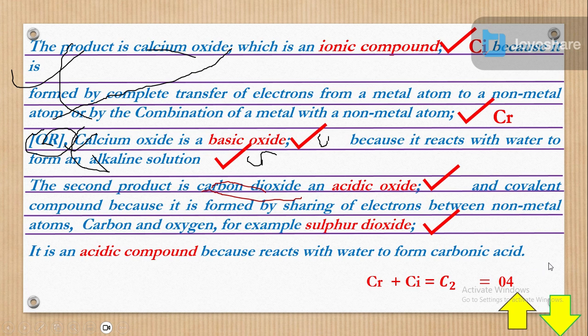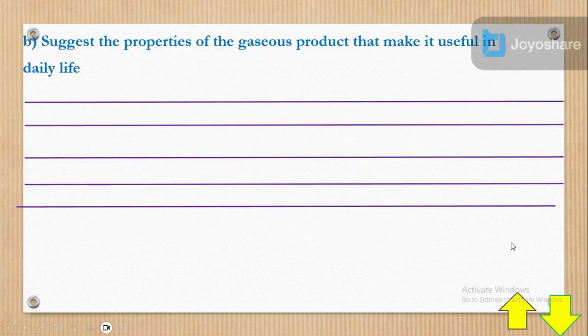Let's move to the next part, that is part B. There we are. So suggest the properties of the gaseous product that makes it useful in your daily life. So the gaseous product, if you can see here, please go back.